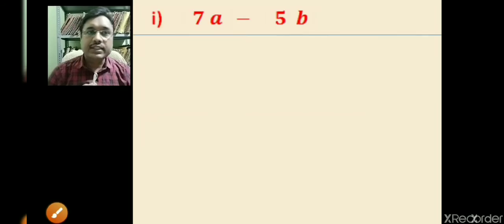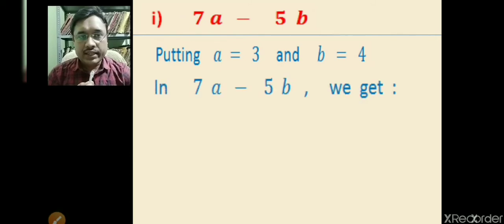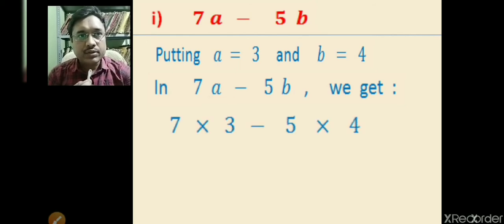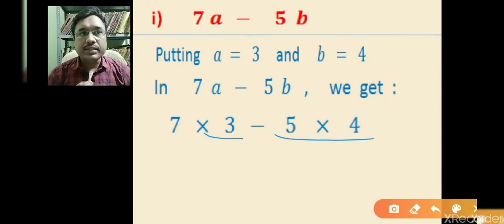So first is 7a minus 5b. So I'm going to solve this. Look here. Putting a equals 3 and b equals 4 in the expression 7a minus 5b, what we are getting is that a is 3, so 7 into 3 you will write here, and 5 into b, and b is 4, so 5 into 4. Now it is 21 minus 20.